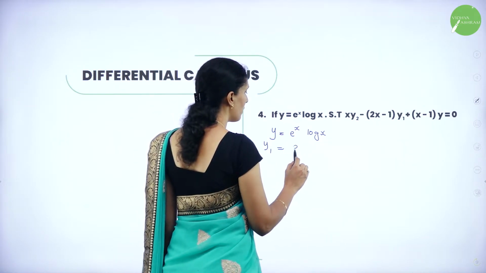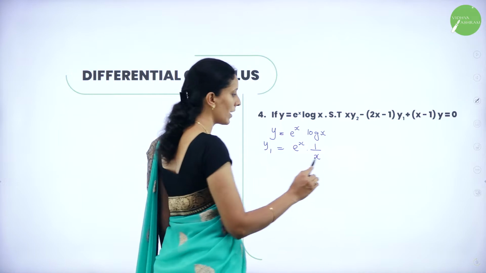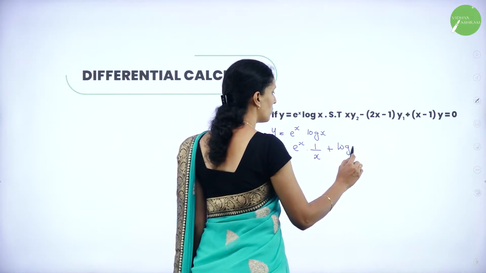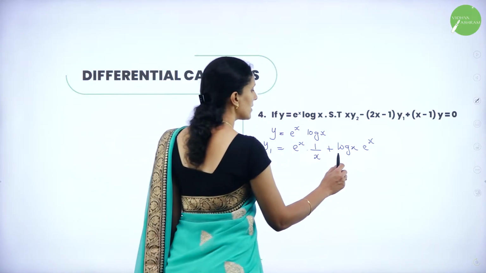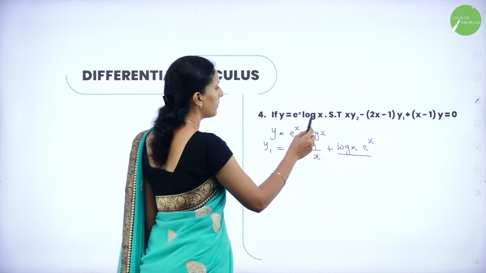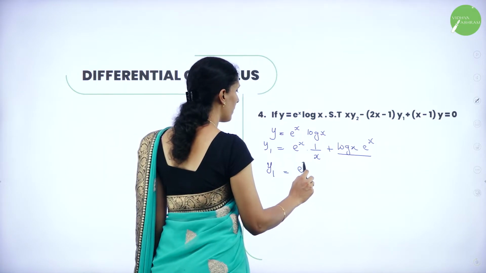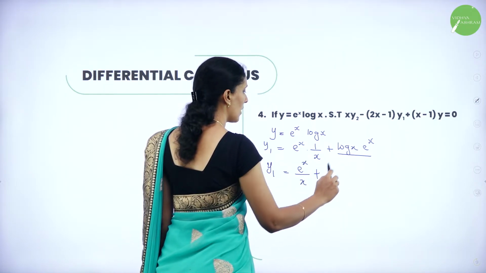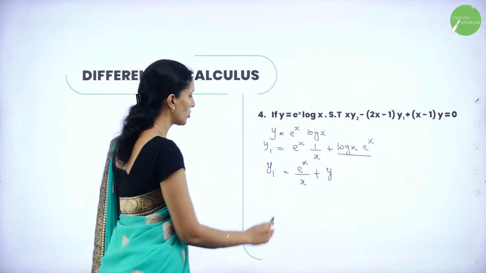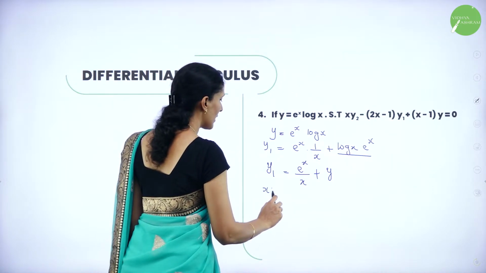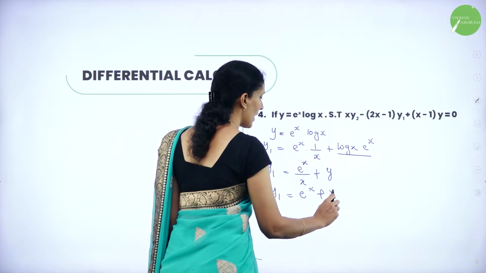Product rule you should apply. First function into derivative of second, that is derivative of log x is 1 by x, plus second function into derivative of the first, that is e power x only. So now look at this, log x into e power x. e power x log x is nothing but y. So y1 is equal to e power x by x plus y. Instead of this I am writing y. Multiply x throughout the equation. So if you multiply x, this becomes x into y1. If you multiply x here, it cancels, e power x plus xy.